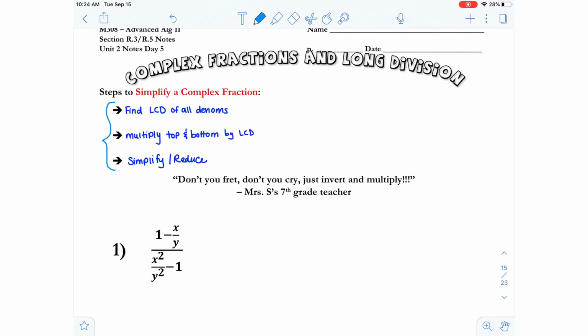We're going to find some LCDs of all of the mini denominators. We are going to multiply the top and bottom of the big fractions by that LCD, and then we're going to simplify and reduce. I actually think this way is going to make it a little bit easier for us.